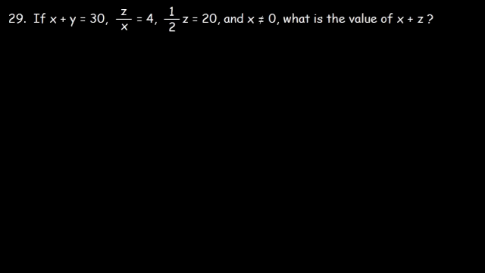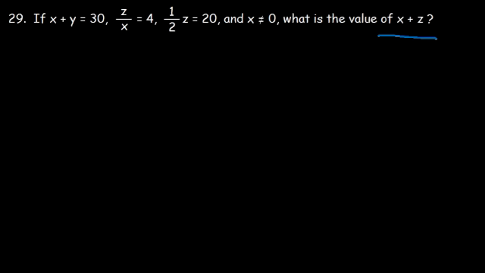29. If x plus y is equal to 30, and if z over x is equal to 4, and 1/2 z is 20, and x does not equal 0, what is the value of x plus z? So we got a lot of equations here. It might seem like a difficult problem, but it's not if you understand it. So in order to find the value of x plus z, we just need to solve for x and z and then add the two numbers.